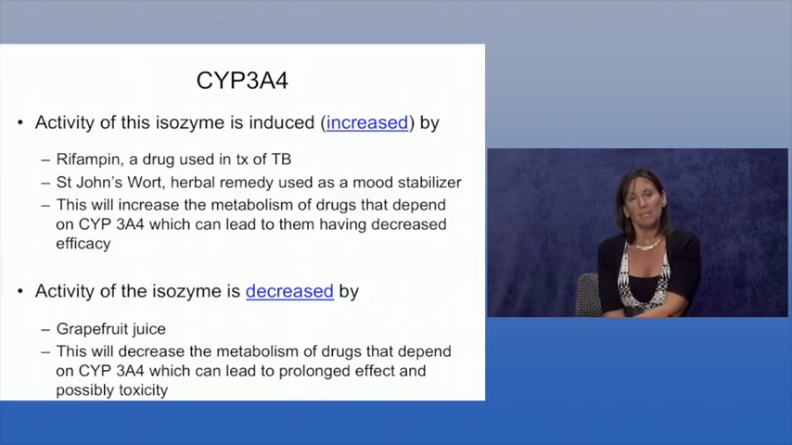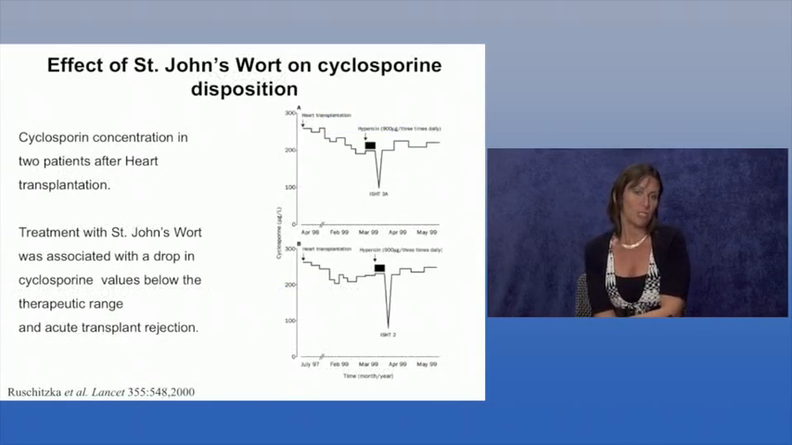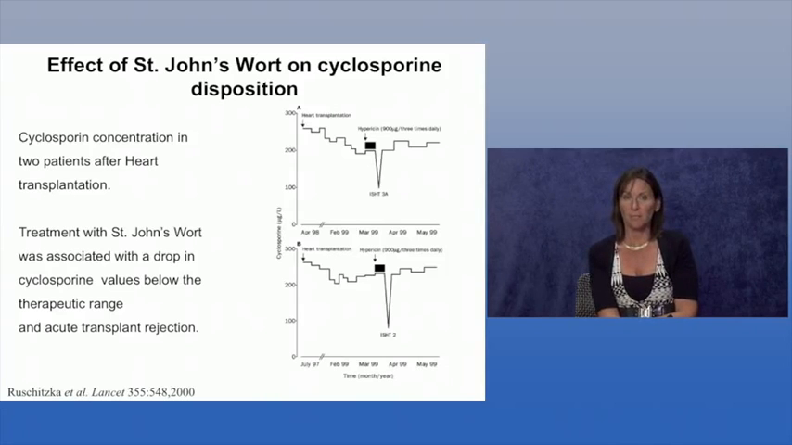The increase in the metabolism of drugs that depend on this isozyme, CYP3A4, can lead to those drugs having decreased efficacy. And I'm going to give you an example of that. This particular publication, believe it or not, is now 12 years old. It was published in The Lancet, which is, as you all know, a premier medical journal, and it is essentially a case report or case series. It represents an experience with two patients, both of whom had received heart transplants.